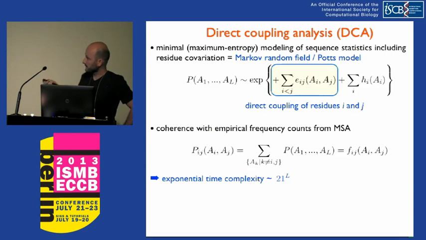Obviously, we want to give numbers to these direct couplings, so we have to fit these parameters such that the model is coherent with the data. Coherence with data in particular means that if I calculate marginal distributions for just two positions, I should find what I counted in my data. So I should recover these empirical frequency counts which I introduced before. Obviously, this sum is exponential, so if you want to do this exactly, you would need something like 21 to the power of the length of the protein.